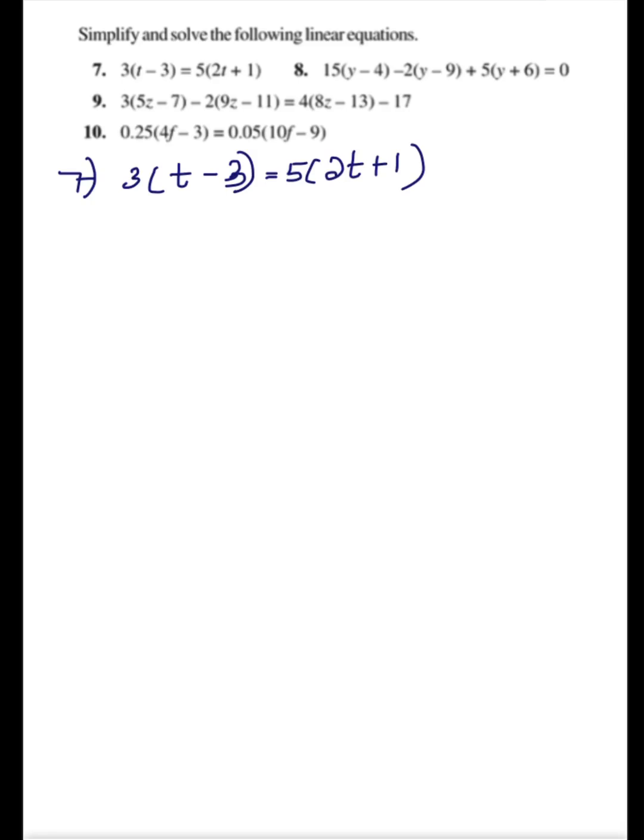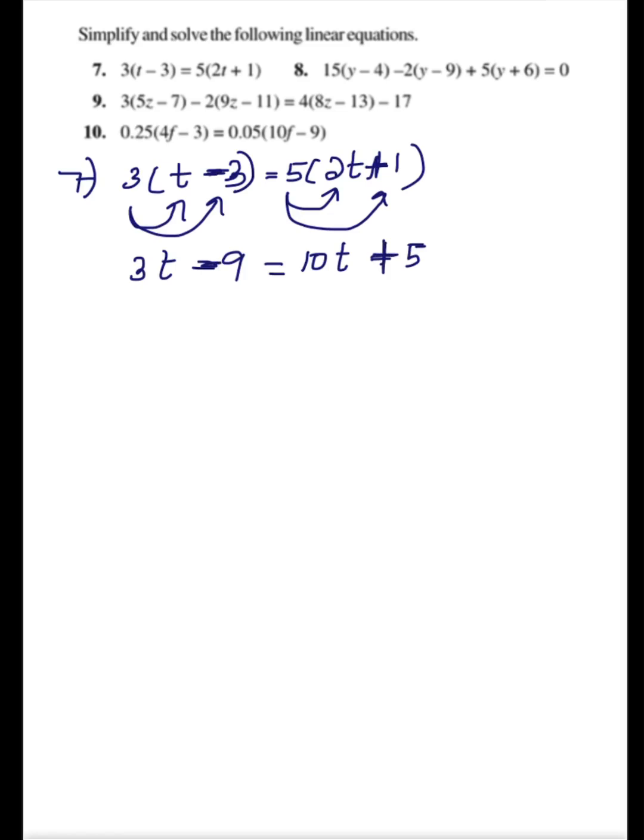For that, let's open the bracket first. Okay. So let's do the left hand side first. You have to multiply this 3 into t. So 3t minus, what is 3 into 3? It's 9. Okay. So 3t minus 9 equals, what is 5 into 2t? It's 10t plus, what is 5 into 1? It's 5. Okay. You have to be careful about this sign. Since here it's plus, you can put plus here. Since here it's minus, you can put minus here.